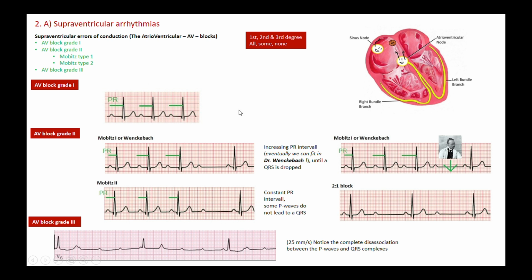So a nice memory tool just to distinguish all three from each other is that first, second and third degree: all, some, none. Meaning that in a first degree AV block, all P waves lead to QRS complexes. Second degree AV block, some P waves lead to QRS complexes. And in AV block grade 3, none of the P waves lead to QRS complexes.